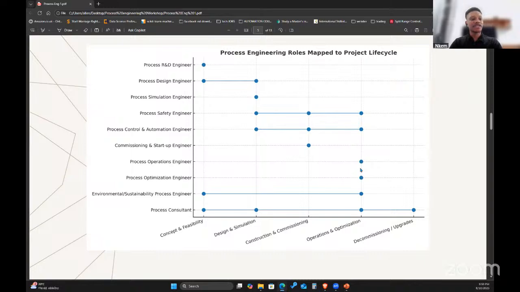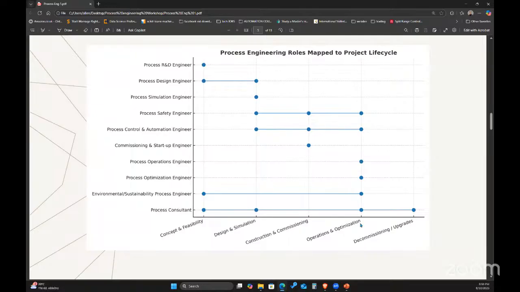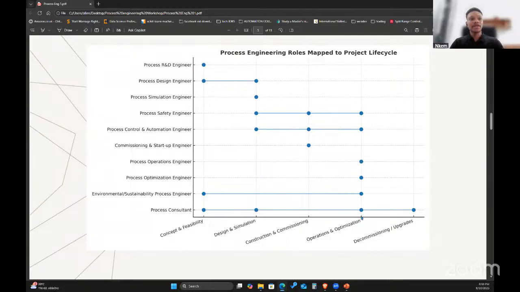And of course, the management also has to be involved, and then also the safety and environmental engineer to ensure that life and property remain intact and operations continue. And also the process consultant can be there because he can always be called in at any point in time during the plant. He's always there at all times.